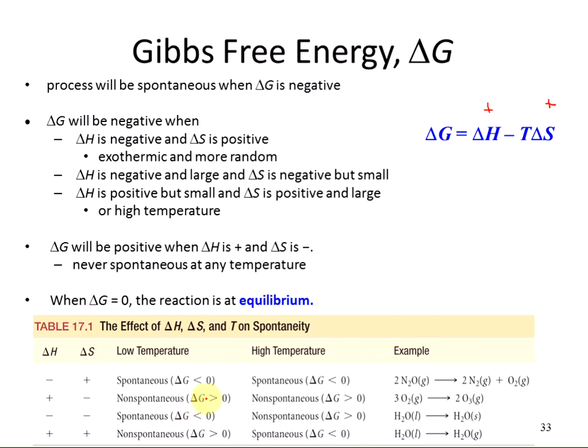But if we have a positive delta H and a negative delta S, this will be non-spontaneous no matter what the temperature is. But if we have a negative delta H and a negative delta S, it's spontaneous at low temperatures, but it's going to be non-spontaneous at higher temperatures. And if we see reverse signs of that, where we have positive delta H and positive delta S, it's going to be non-spontaneous at low temperatures, but as you start increasing the temperature, it will become spontaneous.